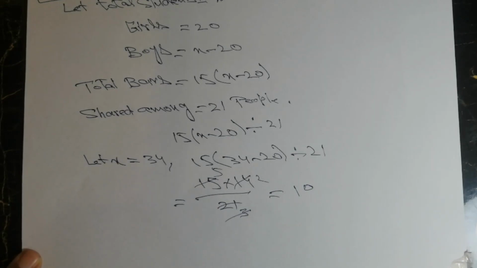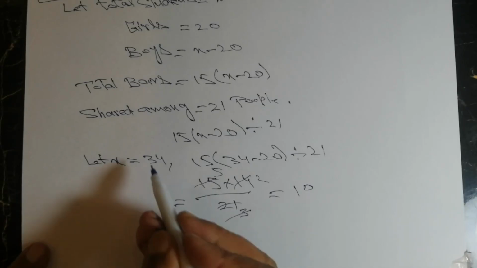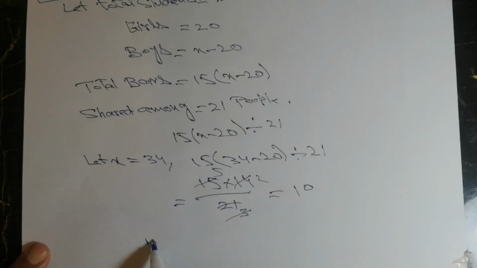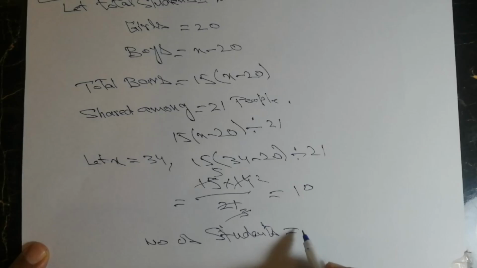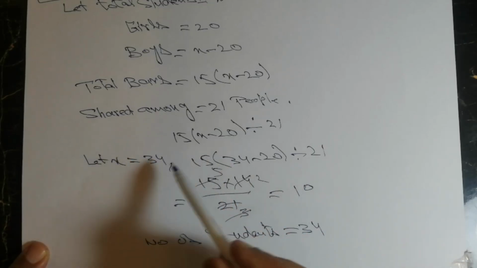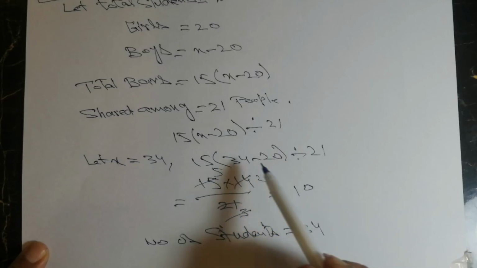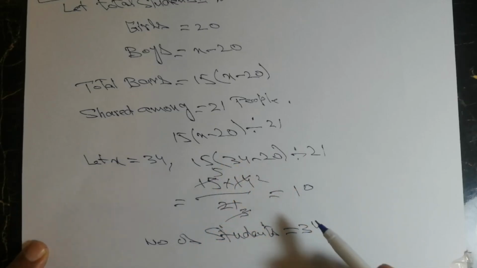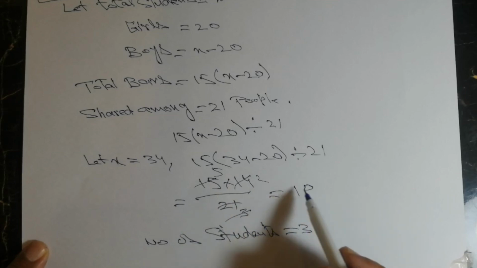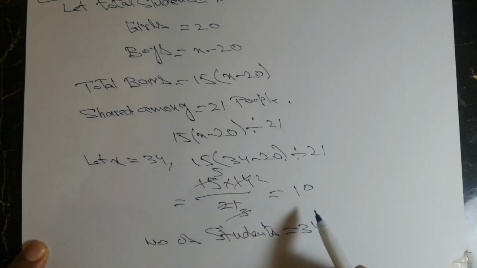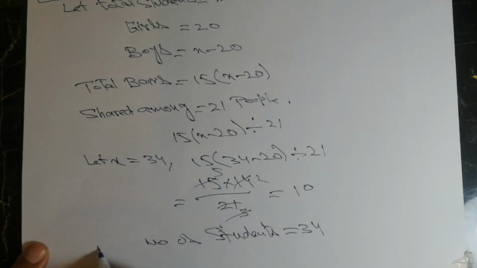So part 1 is how many students are there in the class. We tried 34. So the number of students is equal to 34. For putting the value 34, we got a whole number, otherwise you will get a decimal. That is not an option, so we need only a whole number. So this was question number 1. Next is how many chocolate bars does their form teacher receive?